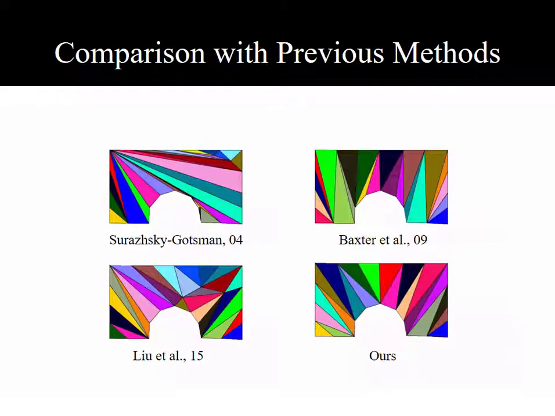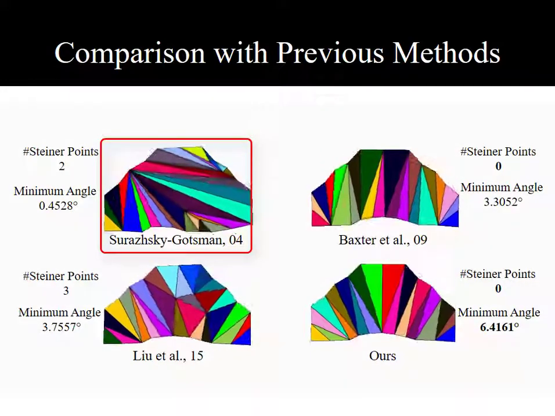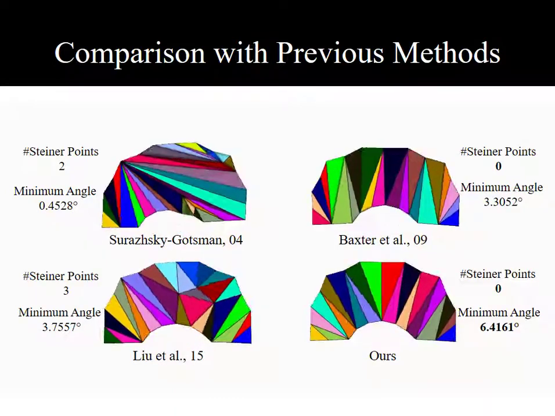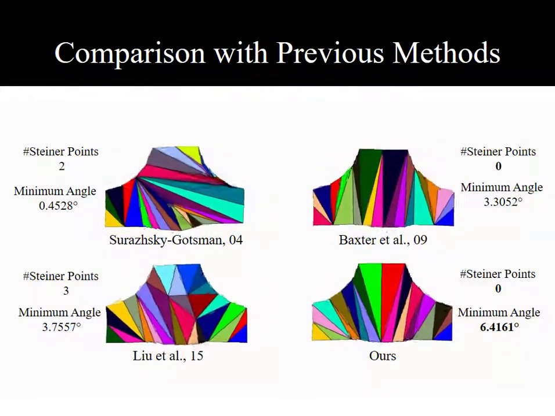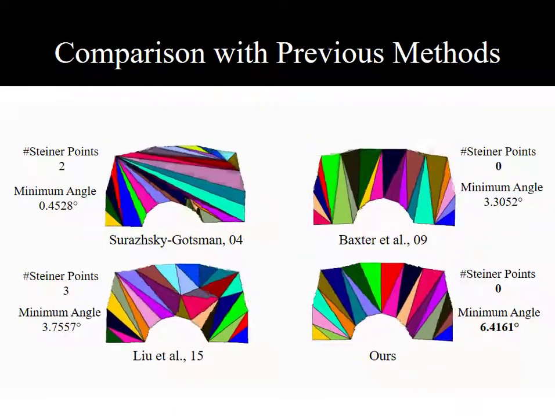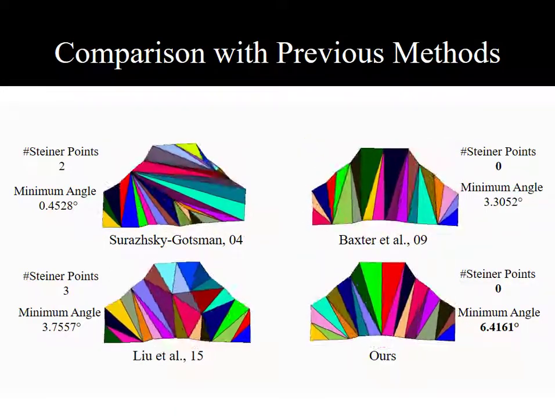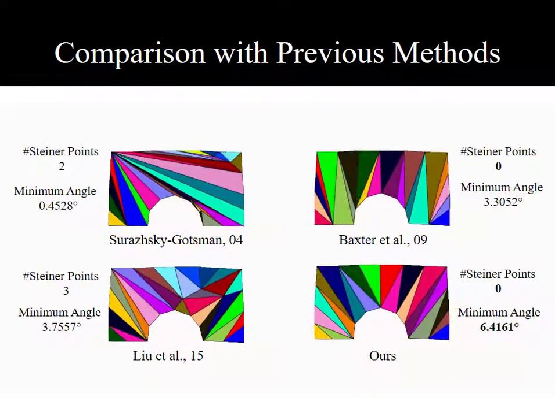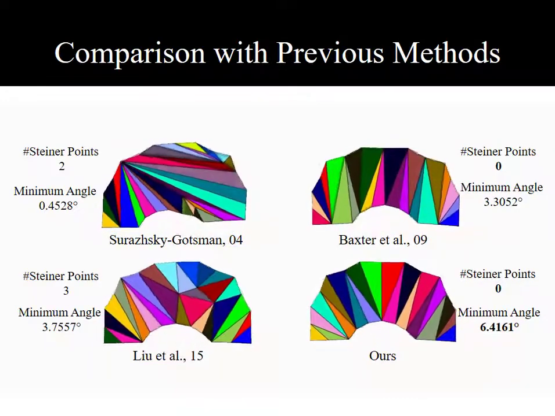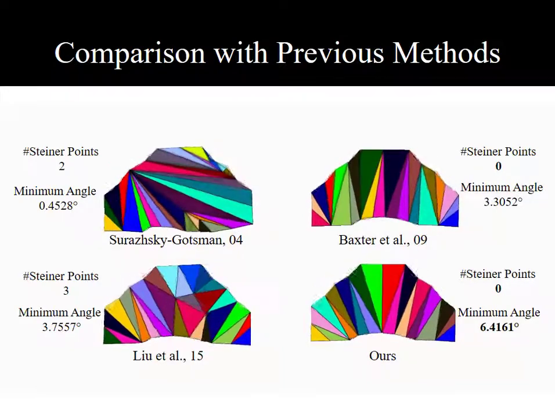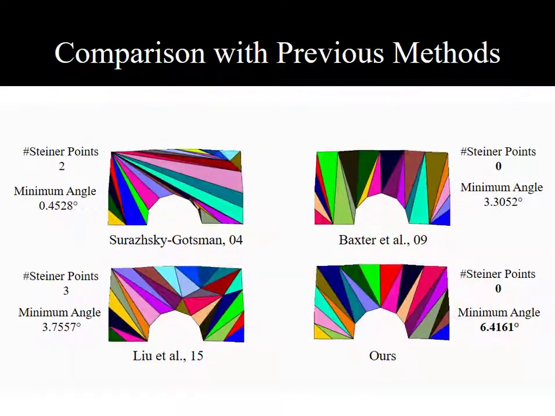Here is one example of comparing different compatible triangulation methods. We can see that Surazhsky-Gotsman's method generates some long thin triangles that may cause inconsistent rotation problem for rigid shape interpolation method. The mesh quality of Baxter et al. has been improved compared with previous methods, but the long thin triangles still need to be improved. Compared with previous methods, Liuyang et al. has greatly improved the mesh quality, however, they may introduce a little more Steiner points.